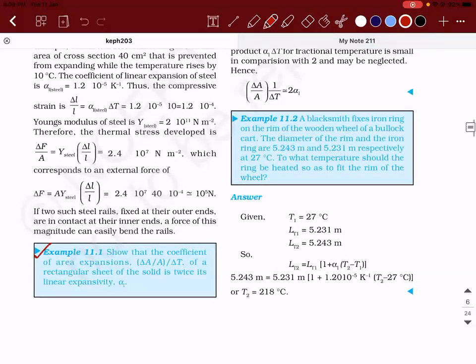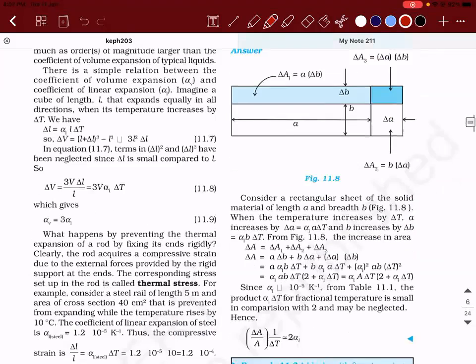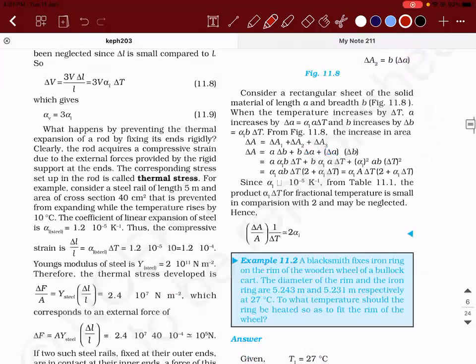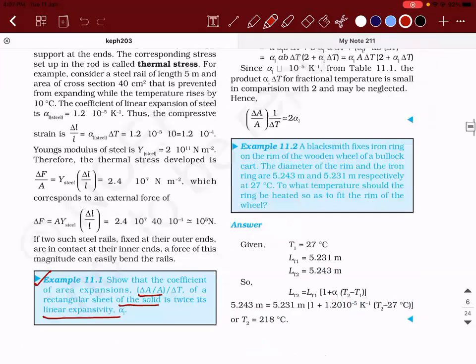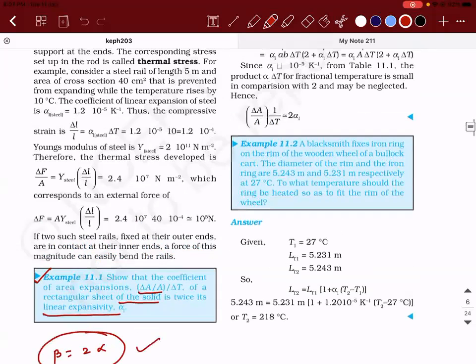So this example 11.1, they're saying show that the coefficient of areal expansion, that is delta A by A into delta T, of a rectangular sheet of solid is twice its linear expansivity alpha 1. This we proved yesterday, right? What they're trying to say is the coefficient of areal expansion beta is equal to 2 times alpha is what you're supposed to prove. So this we have already dealt with yesterday.